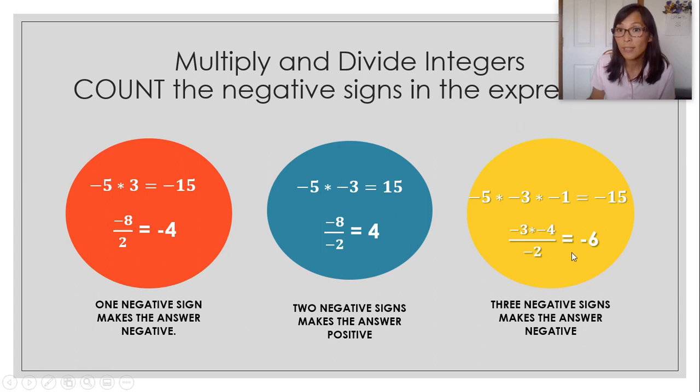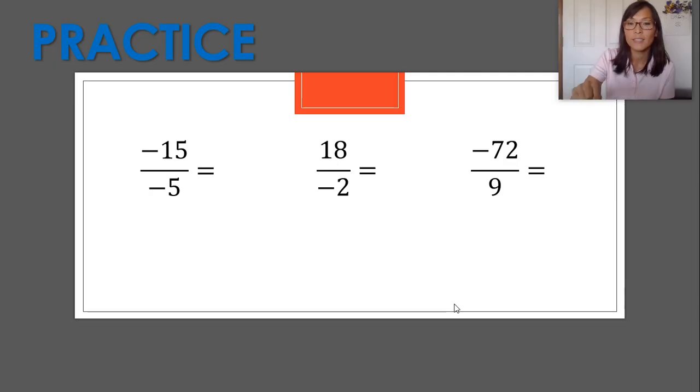You can only do this if it's all multiplication or division. You can't have any adding or subtracting in these expressions when you're counting the negative signs. Let's look at some problems. So if I have negative 15 divided by negative 5, I divide that like normal, which is 3, but then there's two negatives, so my answer is going to be a positive 3. 18 divided by 2 is 9, and then I count the negative signs. There's one negative, so my answer is negative 9. And then 72 divided by 9 is 8, and I just count that there's one negative sign in my expression, so my answer is negative 8.